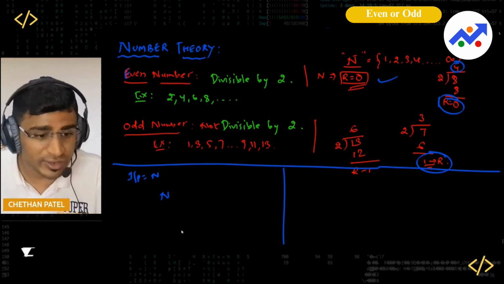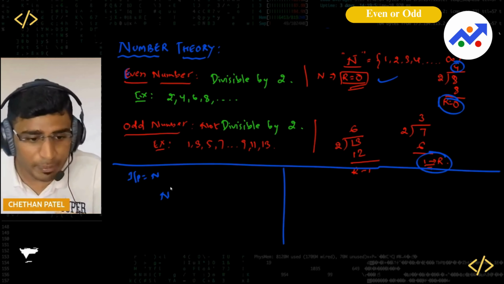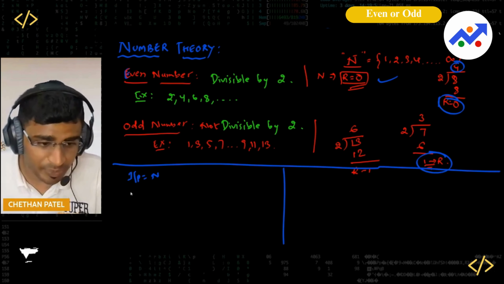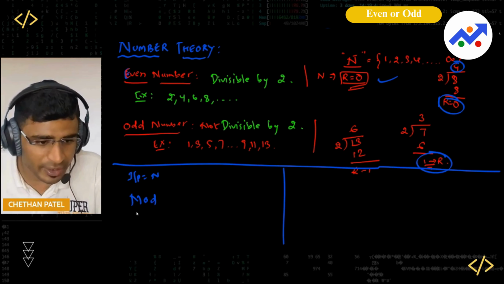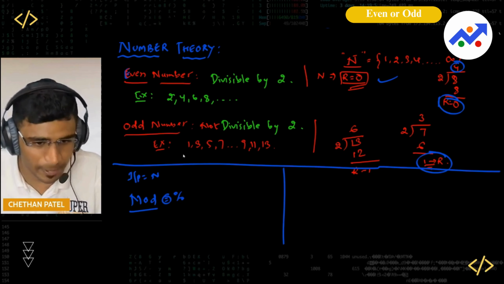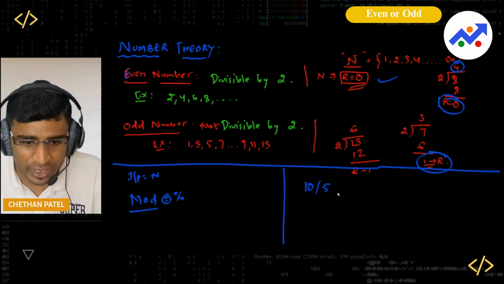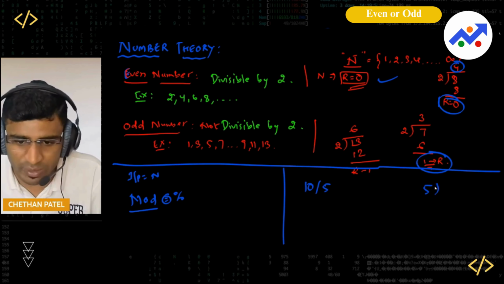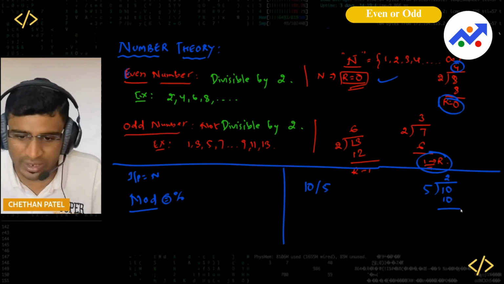So instead of using the division operator, we will use one more very important operation. I think you must have heard about it, or if you haven't, please learn. We have something called the mod operator, which is programmatically written as the percentage symbol. What does it do? Suppose I write 10 divided by 5: you take 5 and 10 and divide, 5 twos are 10, and you get 0 as remainder.